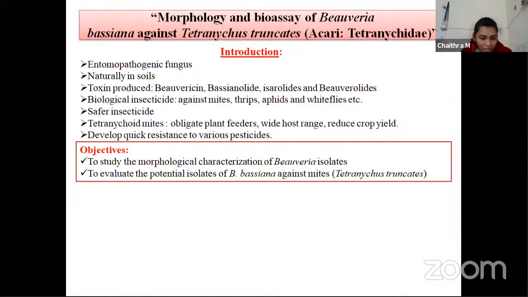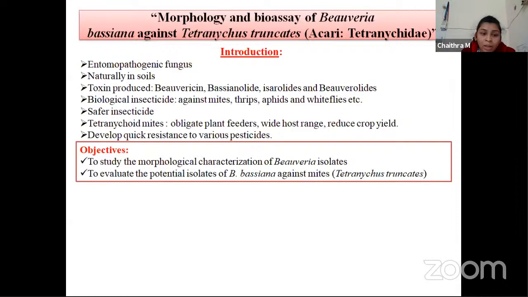Now I'm going to present my poster presentation on the topic morphology and bioassay of Beauveria bassiana against Tetranychus truncatus. As we know, Beauveria bassiana is one of the important entomopathogenic fungi. It commonly inhabits the soil, producing different types of toxic materials, such as beauvericin. Because of this nature, it is commonly used as a biological insecticide against different types of pests infecting a wide range of crops.